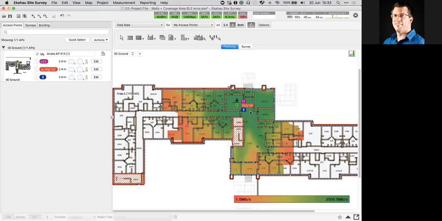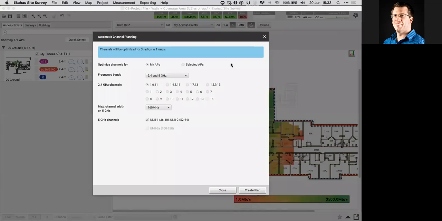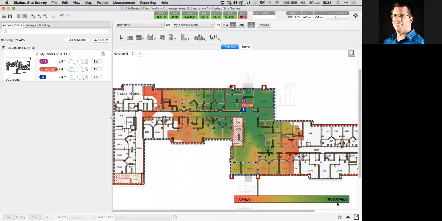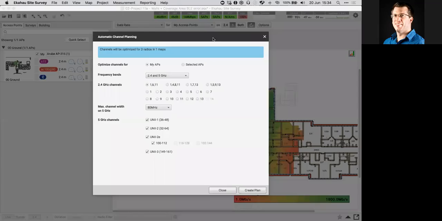So you'll see at the moment, we've got channel 36 at a 160 megahertz wide channel. Let's just go ahead and redo its channel plan based on 80 megahertz wide channels. And you'll see that's dropped almost half there, because we've got half the available bandwidth. We've got half the theoretical maximum that we can actually use there.